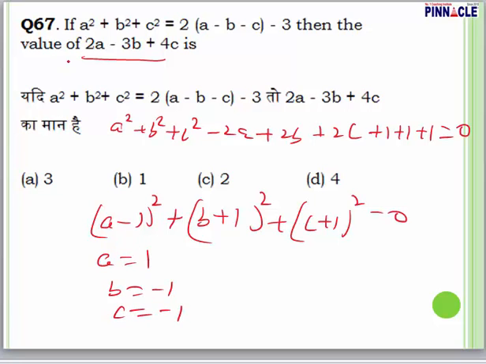Then put these values in: 2 into 1, that is 2, minus 3 into minus 1, that is plus 3, plus 4 into minus 1, that is minus 4. So 5 minus 4 is 1. You will get answer 1. The answer is B in this case. You can solve such a question like this.